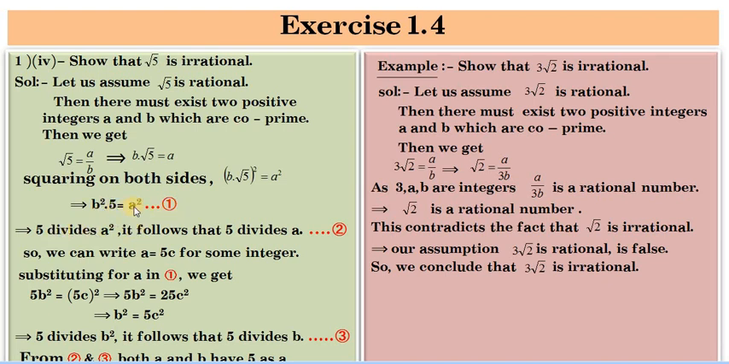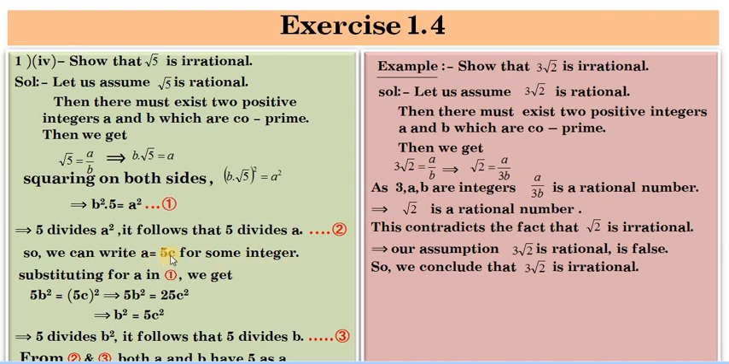Now you just observe this statement. A square is a multiple of 5. So whenever it is a multiple of 5, from this you can conclude that 5 divides A square. When 5 divides A square, then 5 divides A also. So that is what we have written here, and mark it as 2. So when 5 divides A, that A can be written as 5 into C, where C is some integer.